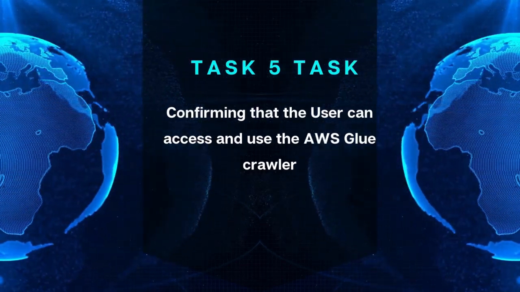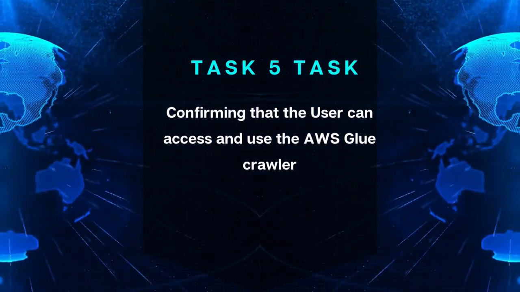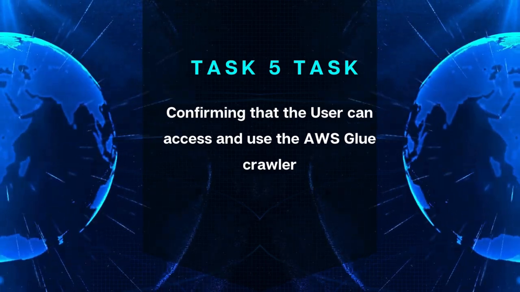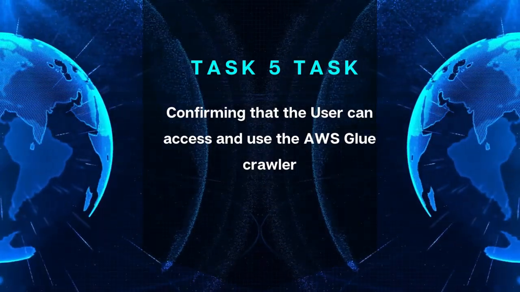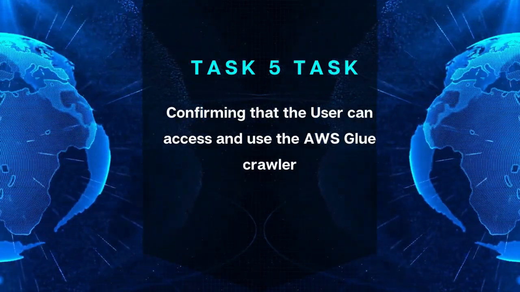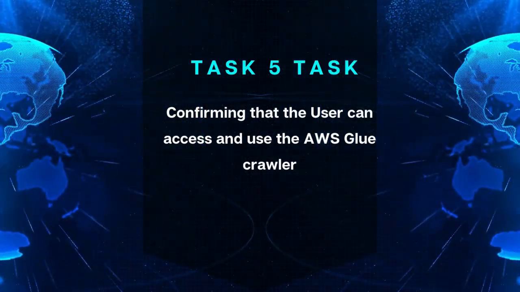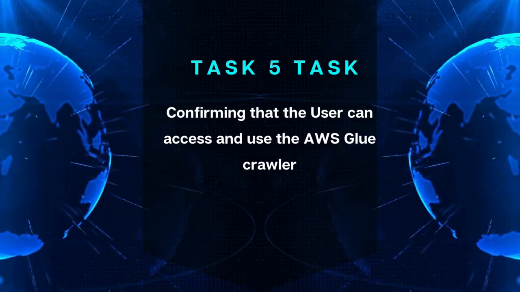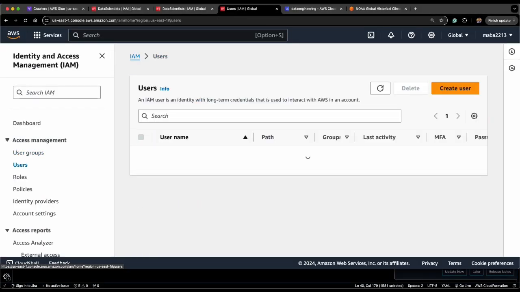Now that we have reviewed the IAM policy, we will use it to test another user's access to the AWS Glue crawler. We will also test that user's ability to use the crawler to extract, transform, and load data from a dataset stored in Amazon S3 into an AWS Glue database. This task is a bit similar to our task 3.